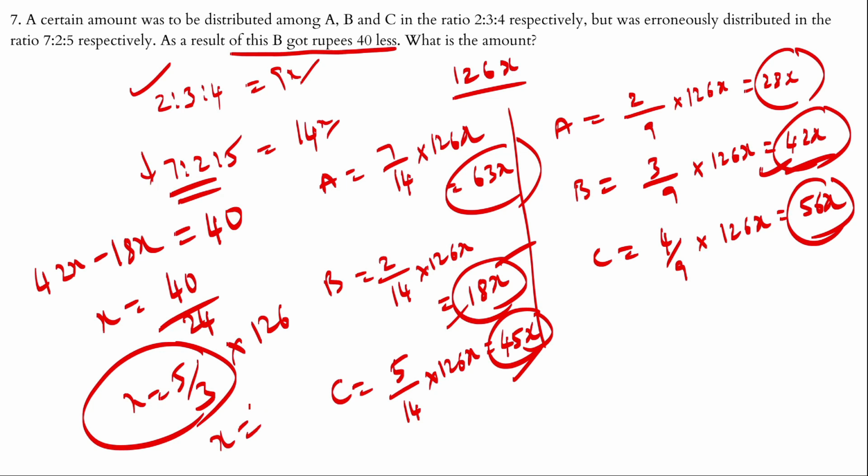So x is equal to 210. So this cancels 3 and 126. This is 42 and x will be 210. So the total amount is 210 rupees.